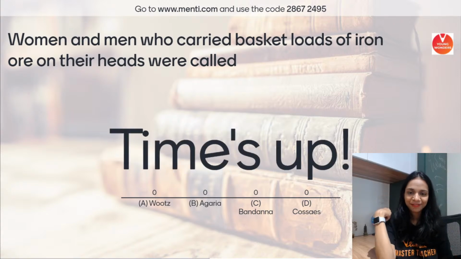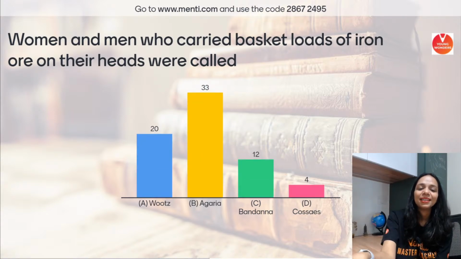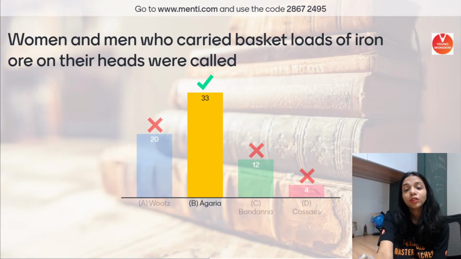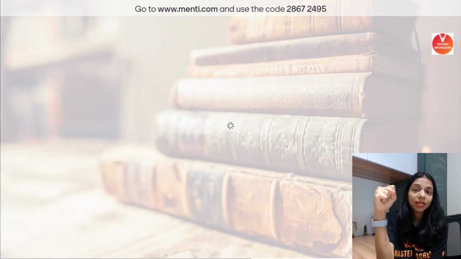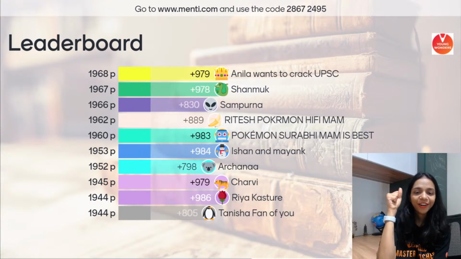Good. Very good. Yes, the answer is they were called Agaria. Guys, not what the iron was called. Those people or group of community were called the Agaria tribe or the Agaria group. Alright.